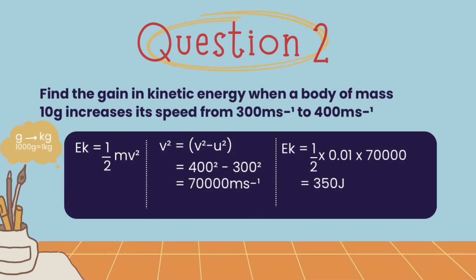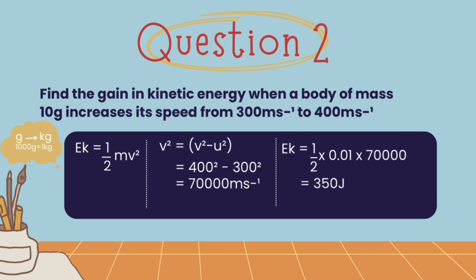After that, we look at question 2. Find the gain in kinetic energy when a body of mass 10 gram increases its speed from 300 m/s to 400 m/s. This question wants us to find how much kinetic energy the body gains. First, we need to find the velocity term between the two speeds. So, we have to subtract the initial velocity squared from the final velocity squared. Therefore, we will get 400 squared minus 300 squared, and we will get 70,000 for the velocity squared.